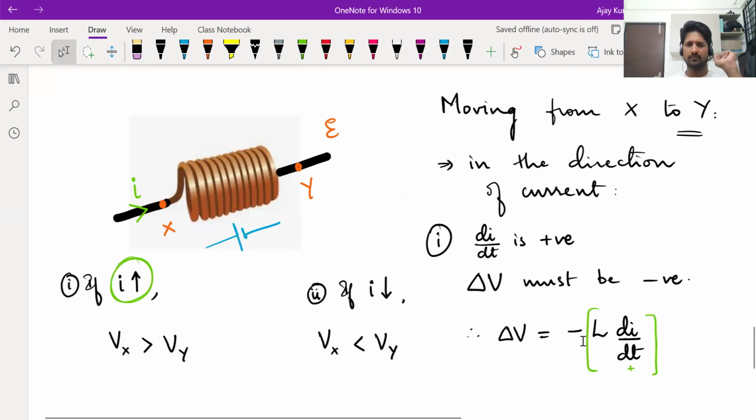Is this clear to all of you? Did you understand what we just found out? When you move from one end of the inductor to the other end, how much is the change in potential? We derived an expression for it, and we considered the case where current is increasing.